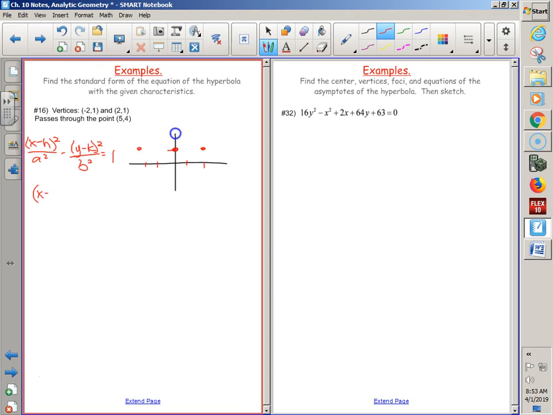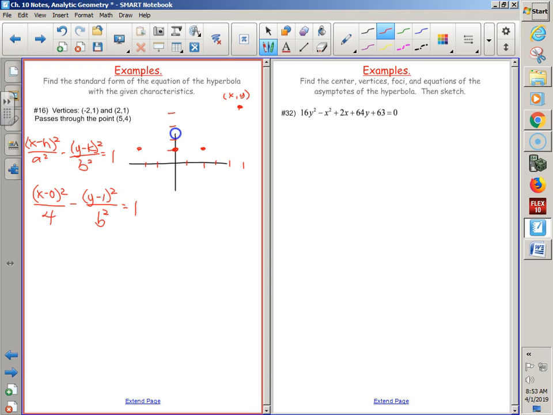So I can do x minus 0 squared all over minus y minus 1 squared all over equals 1. How do we figure out A? Distance to the vertices, so 2 and 2. So I can put 2 squared, which is 4. B. Oh, it doesn't tell me my B. Oh, they tell me 5, 4. So 1, 2, 3, 4, 5. 1, 2, 3, 4. They give me a point? So that's a random like x, y?